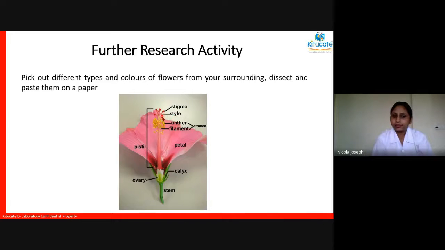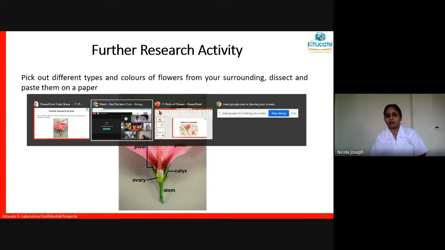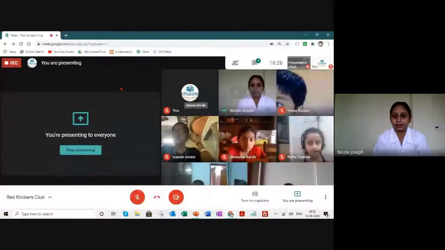Clear? The stigma, you all can see the stigma on top. Style is the thin portion, and ovary is a bulged portion. You all can see it in the flowers which you all have also. We'll move on to the next slide now.